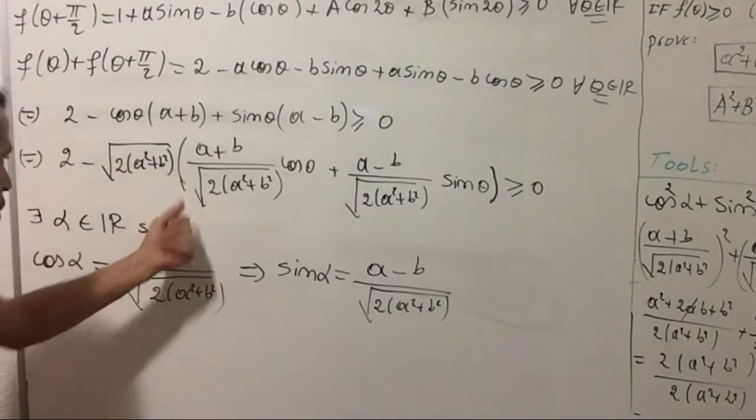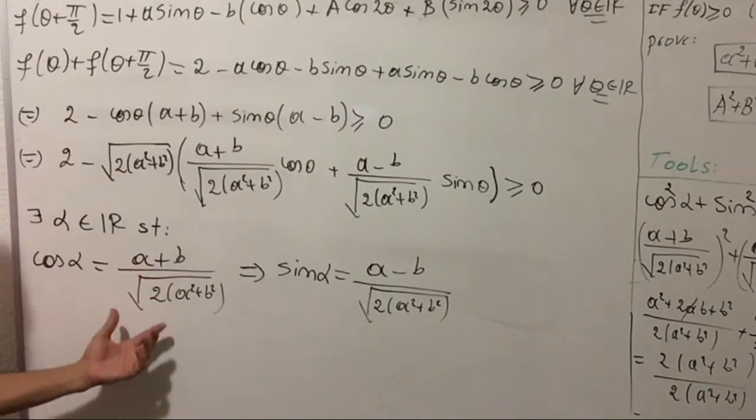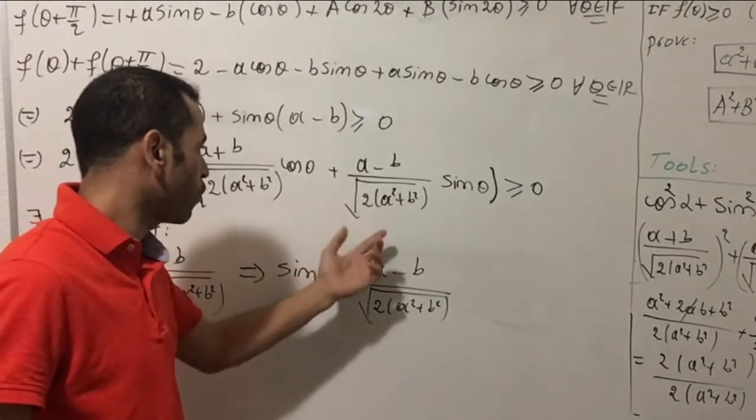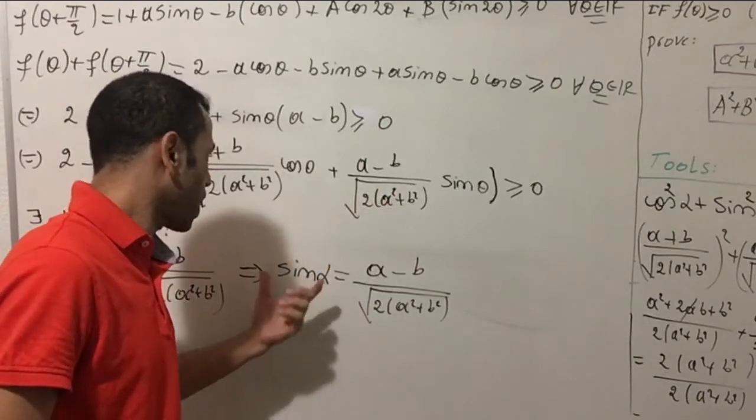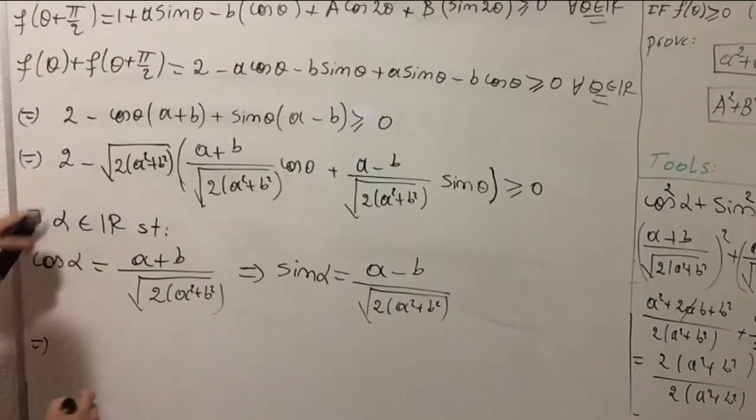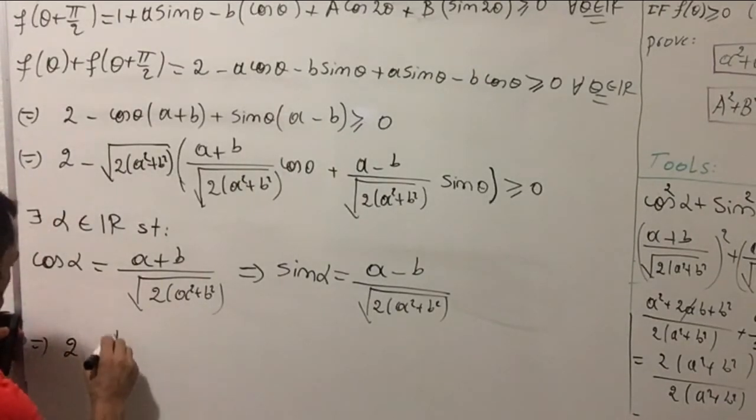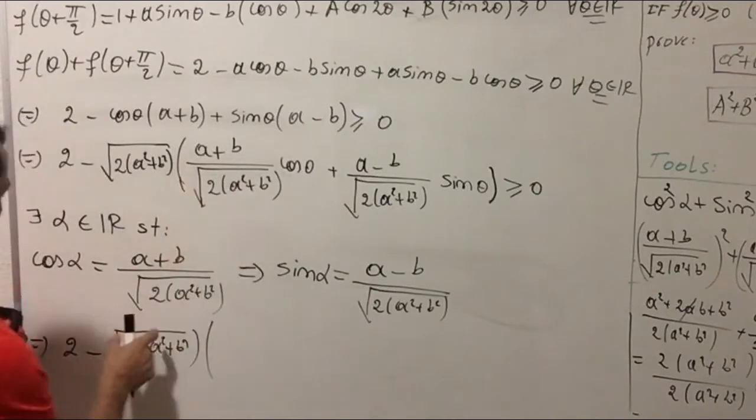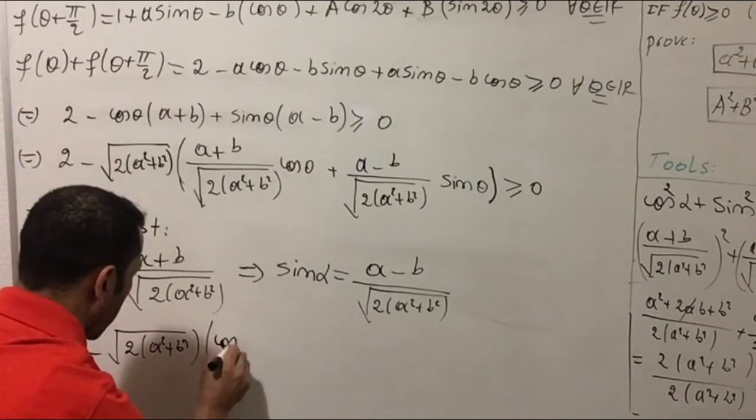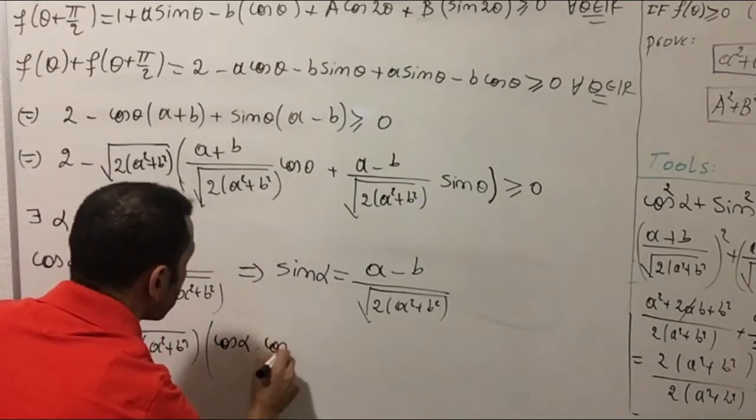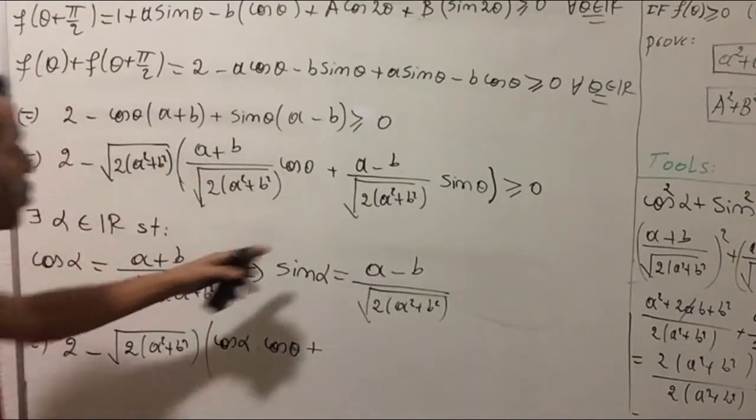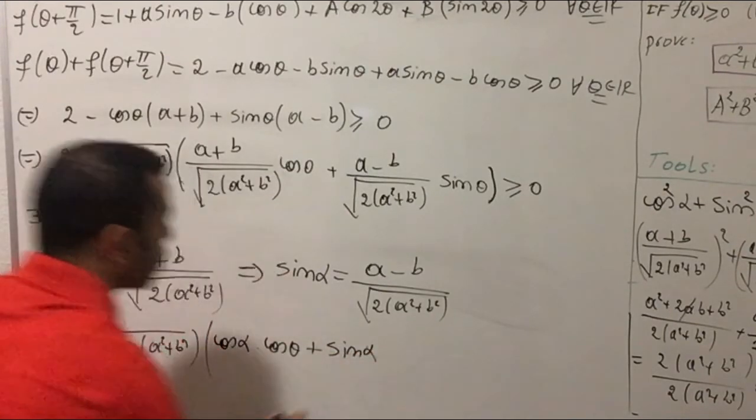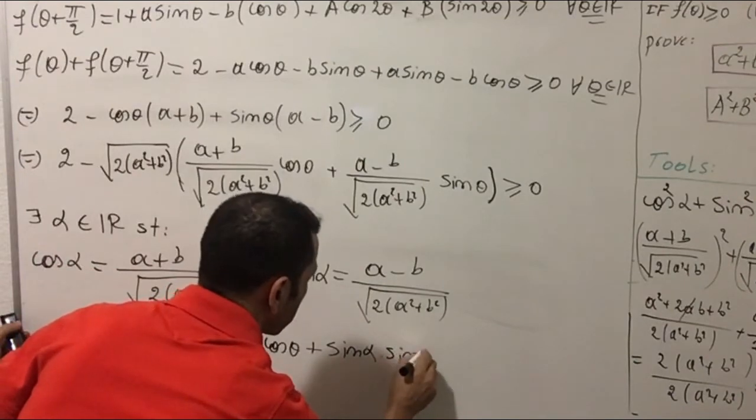Now I'm going to apply this by replacing a plus b over the square root of 2(a squared plus b squared) with cosine alpha, and the second term a minus b over the square root of 2 times (a squared plus b squared) with sine alpha. So now my equation becomes 2 minus the square root of 2(a squared plus b squared), multiplied by this one. I replace this with cosine alpha, multiplied by cosine theta, plus a minus b over the square root of 2 times (a squared plus b squared), which is sine alpha, multiplied by sine theta.